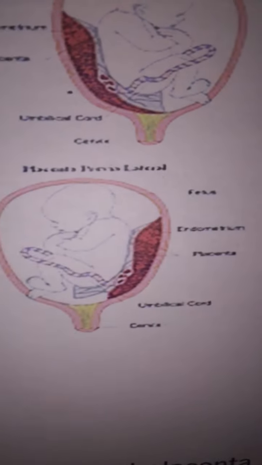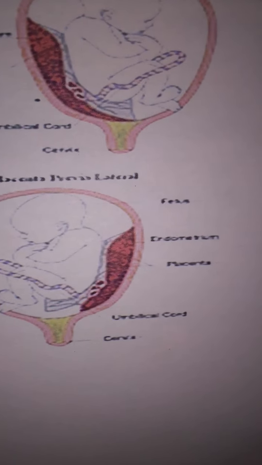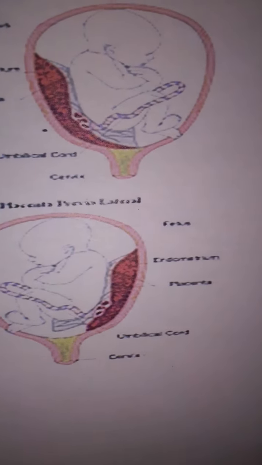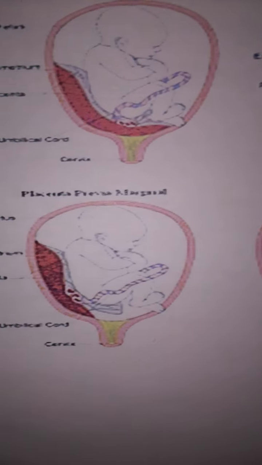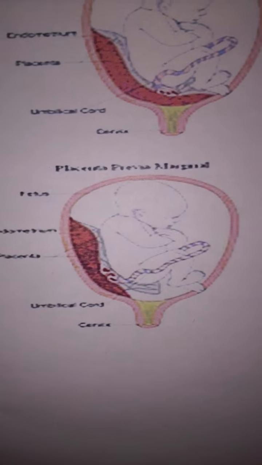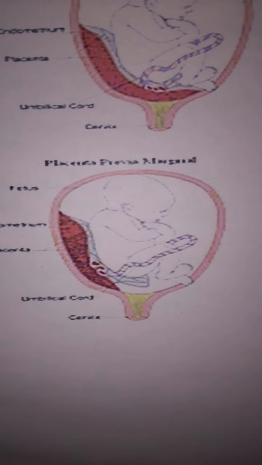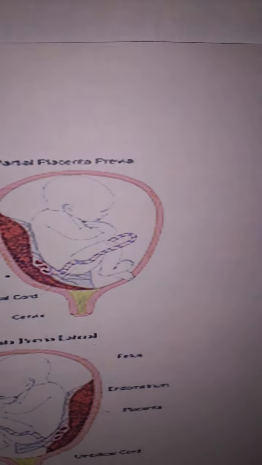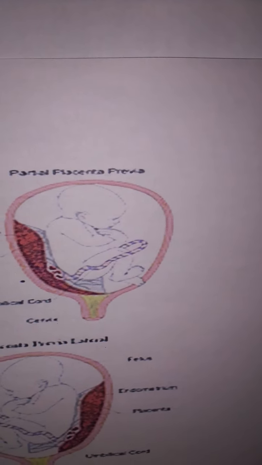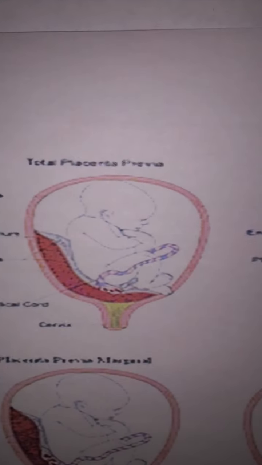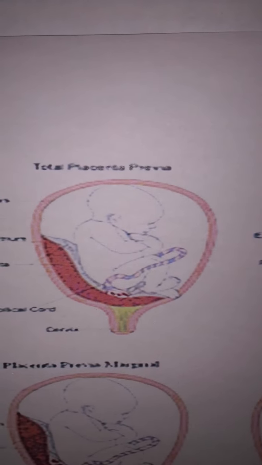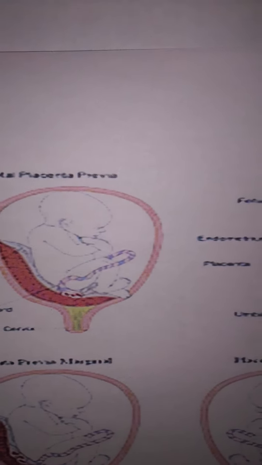This one is lowerly attached, but the cervical os is free. It doesn't touch the cervical os. This one is also lowerly attached, but it touches the cervical os a bit. This one is lowerly attached and covers the cervical os partially. And this one is lowerly attached and it completely covers the cervical os.